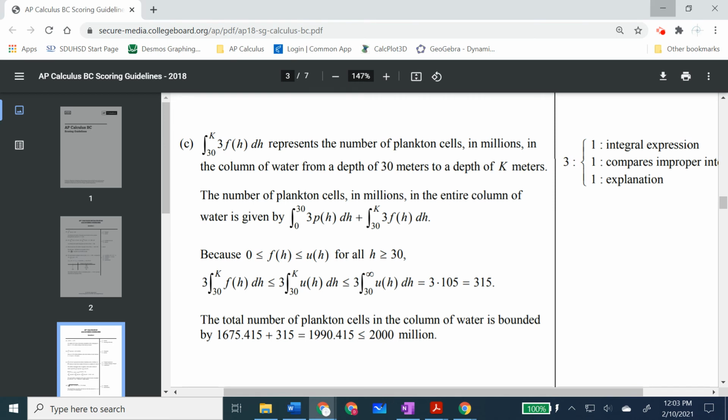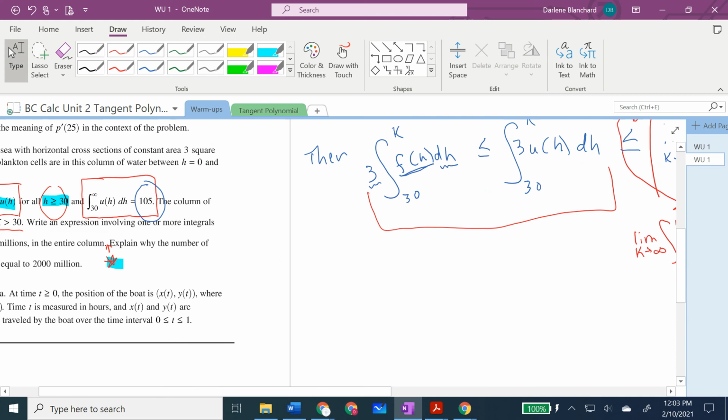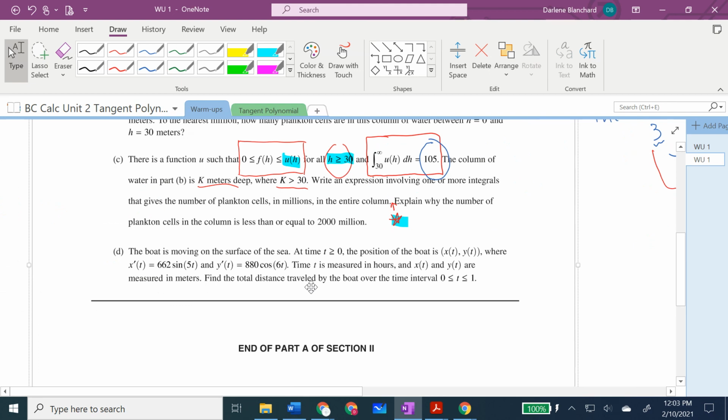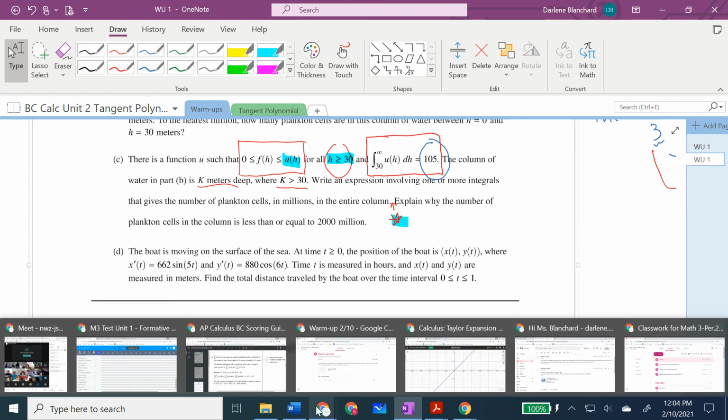And then part D just takes a turn of its own. For this problem, it gives you just a whole new batch of functions, and it has to do with the boat moving on the surface of the sea and just wants to know the distance traveled. You're going to throw that in a formula. All you need to do, since it's a calculator section, is write down the formula.